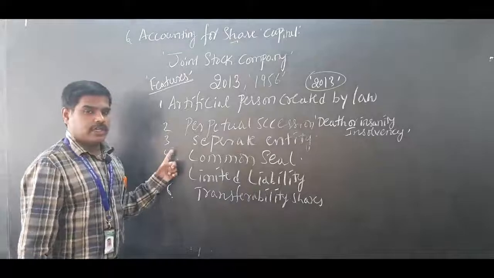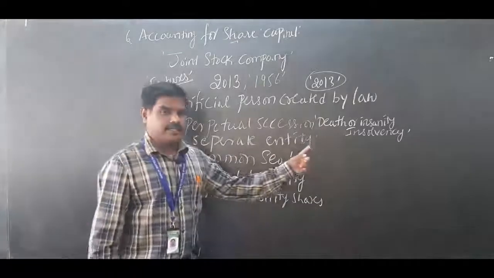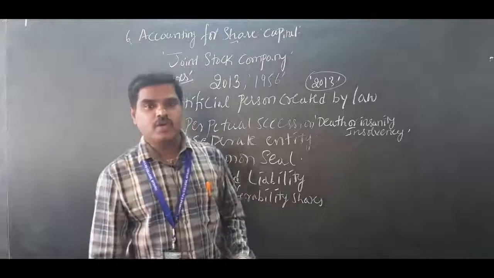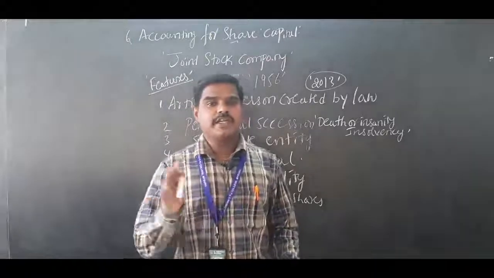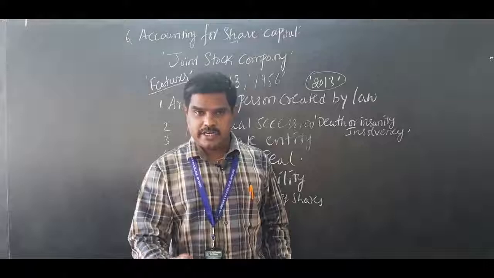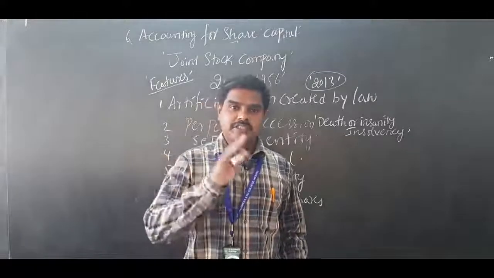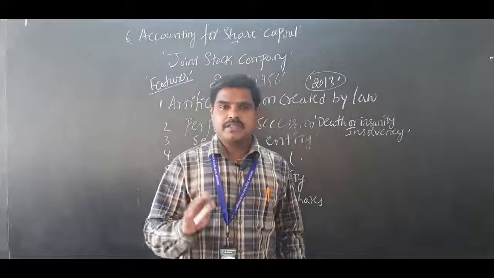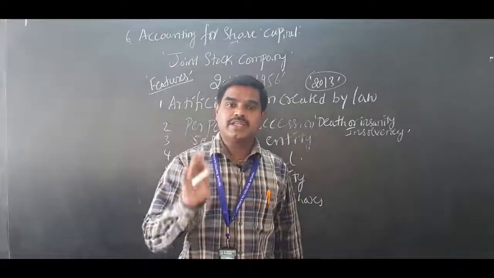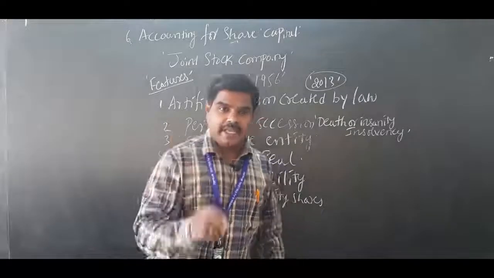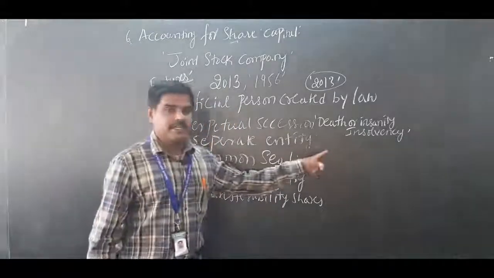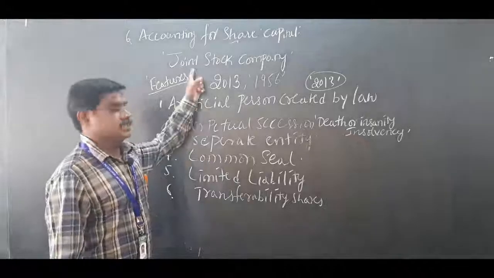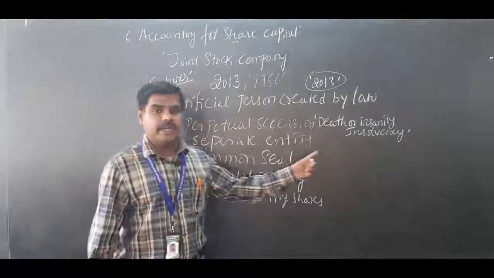Moving on to the next one, separate entity. In sole trading and partnership, we call it no separate entity. The sole trader and the sole trading firm are considered one and the same. Similarly, the partnership and the partnership firm are considered one and the same. That is why it is called no separate entity there. But in a joint stock company it is not like that. In a joint stock company it is called a separate entity.